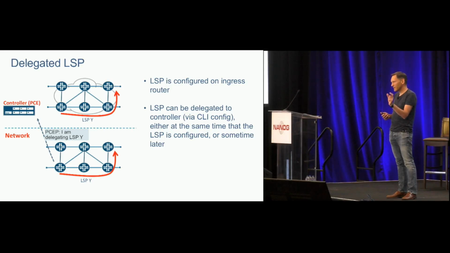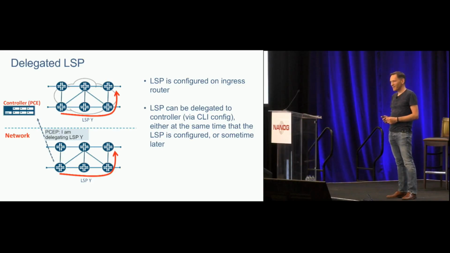So typically, it's just a couple of lines of extra CLI config on the ingress router, which is giving delegation to the controller. And so what will happen is a PCEP message is sent from the ingress router to the controller saying, this LSP, I'm delegating it to you. You've got permission to make modifications.